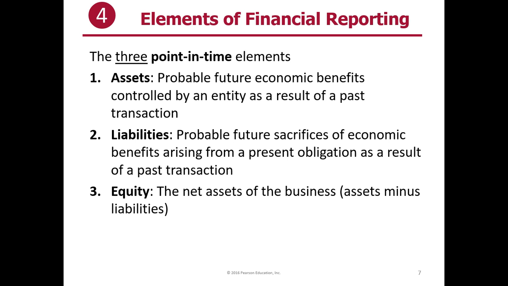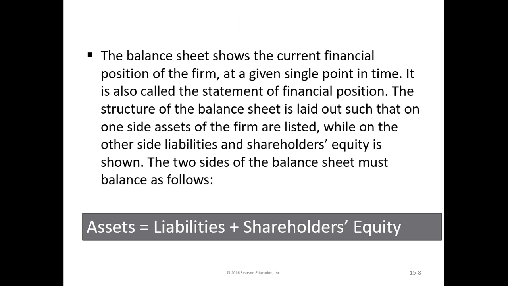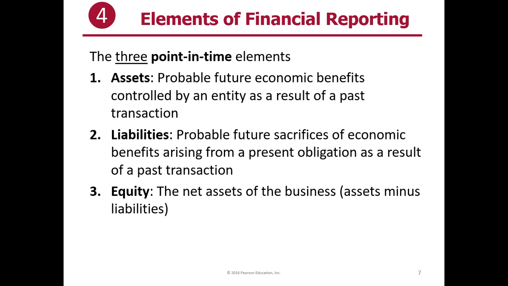Then, in the elements of financial reporting, we have seen that balance sheet components are just three. First is assets, second is liabilities, third equity. Now let's revise the definitions so that equity is clear. Assets are probable future economic benefits as a result of a past transaction. All the class should memorize this definition.